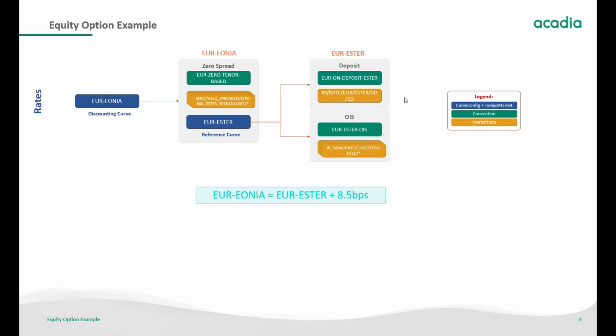Since the 1st of October 2019, it is calculated with reference to the euro ESTER plus a spread of 8.5 pips, which means we need to first build the ESTER curve as a combination of one deposit quote and multiple OIS quotes. And once built, we need a zero spread of 8.5 pips. You will also notice that each of these particular instruments have their own set of conventions, here, here, and here.